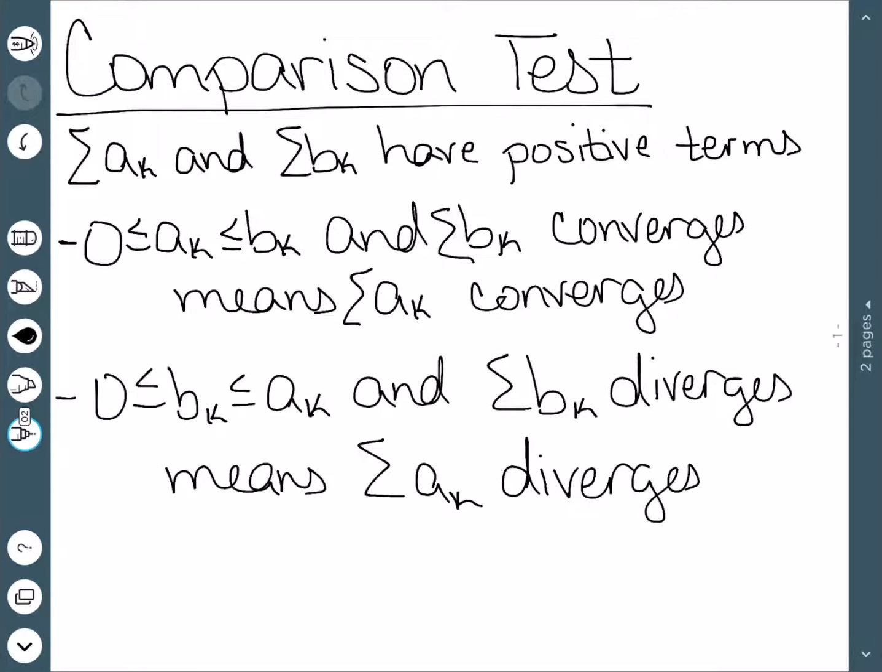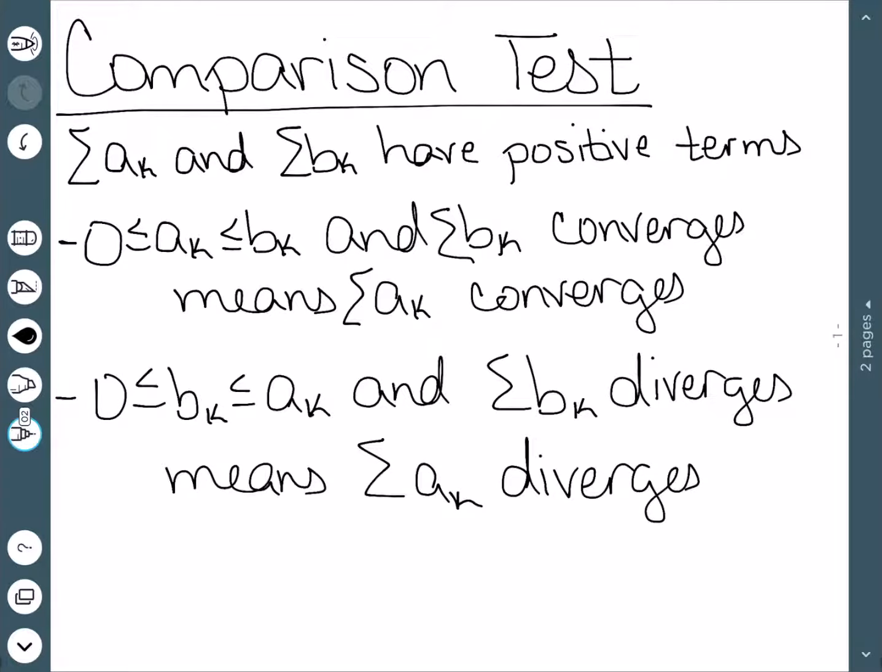The other case: if 0 is less than or equal to b_k, which is less than or equal to a_k, and we know the series b sub k diverges, then the series a sub k must also diverge. I now have something that's adding up to be infinite, and I have numbers bigger than that I'm adding up, so that must also be infinite.